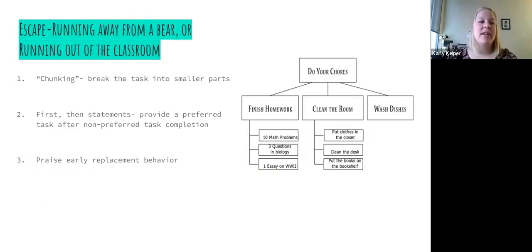The next function of the behavior might be escape. So an adaptive example of this might be running away from a bear, right? If you're at a campground and a bear comes to get into your picnic basket, you're not going to sit there, right? You're going to escape the area because that's what's safe.